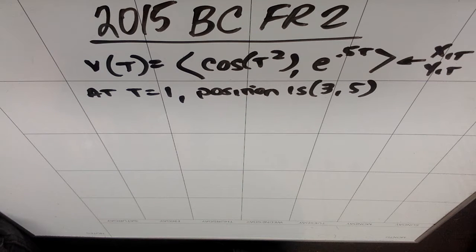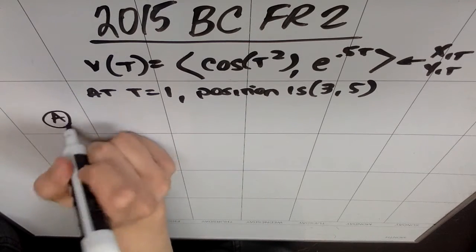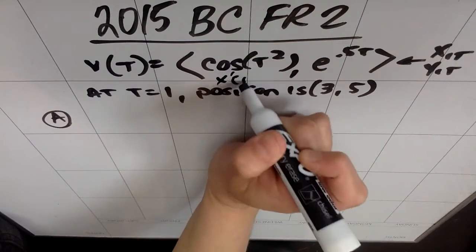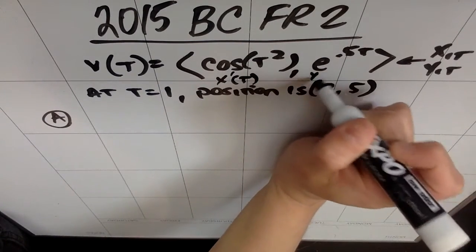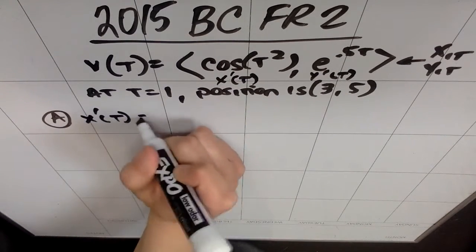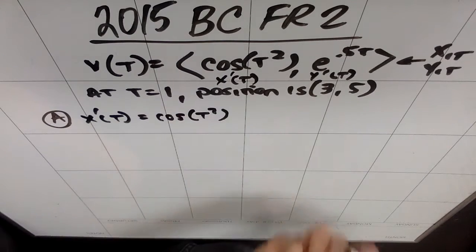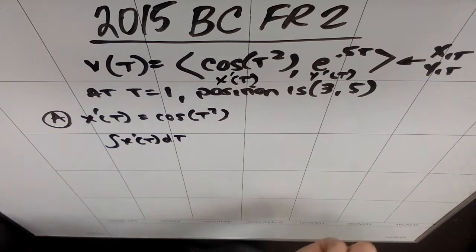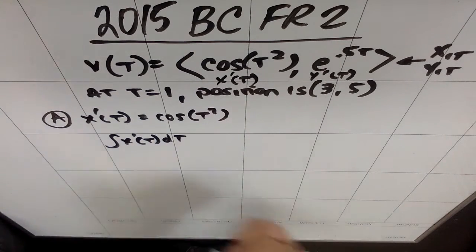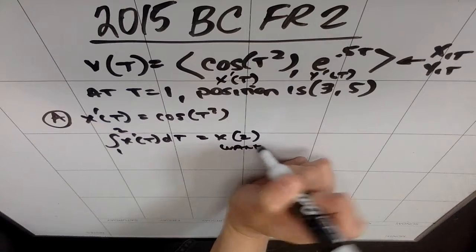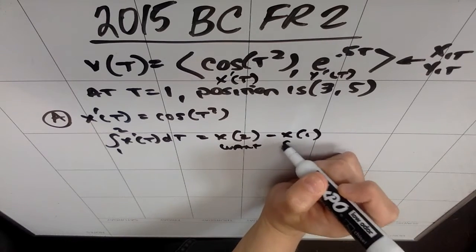So part A, find the x-coordinate of the position of the particle at time t equals 2. Okay, so this is a first fundamental theorem of calculus question. So it's worth noting that my x prime of t is the cosine of t squared, and my y prime of t is e to the 0.5t. If I integrate x prime of t with respect to t from 1 to 2, I would get x of 2, which is the quantity I want, minus x of 1, which is a value that was given, right?